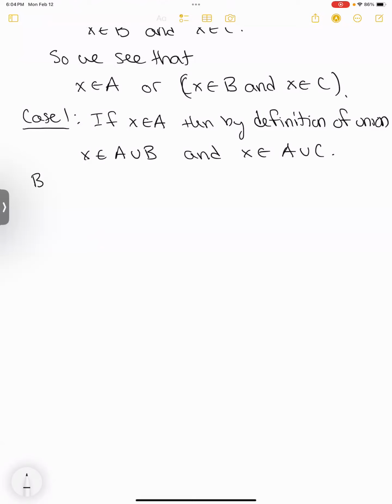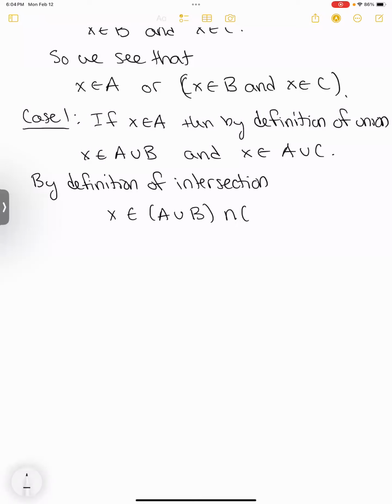And so then now by definition of intersection, X is in A union B intersect A union C. Okay, but that was under case one, right? If you're in A. Now case two.